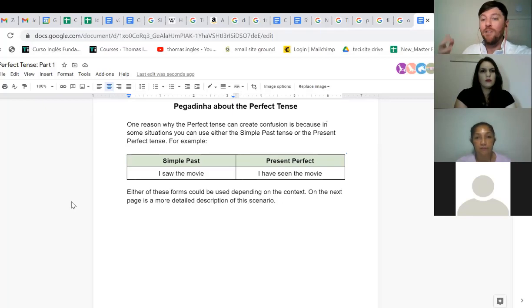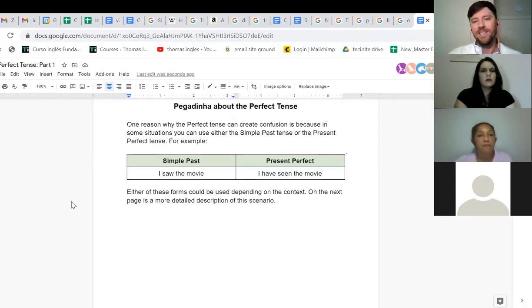But it can be confusing sometimes. Sometimes you're talking to somebody, sometimes you're talking to a gringo, and they use the perfect tense, but it's like, why? Why did you use it in that situation? It doesn't seem necessary, or it doesn't seem right. So there can be confusing situations with the perfect tense. So let's talk about one of them.